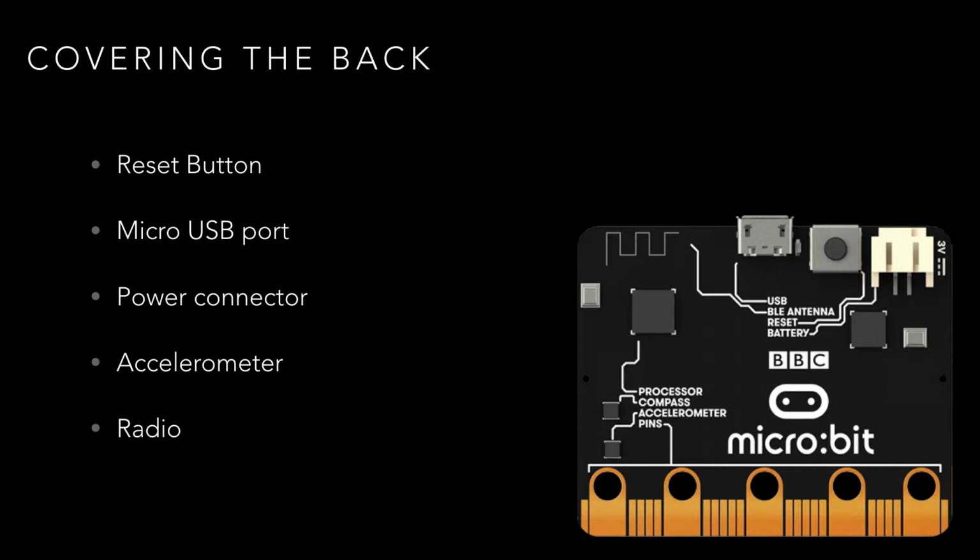The back has obviously the reset button. They'll talk about that. You can restart your app using that. The micro USB connector is where you connect it to your computer, and that's how you get your code onto it. Power connector, how you can use that to put a battery pack on it, and it's self-contained at that point, and you can just put it anywhere you want.